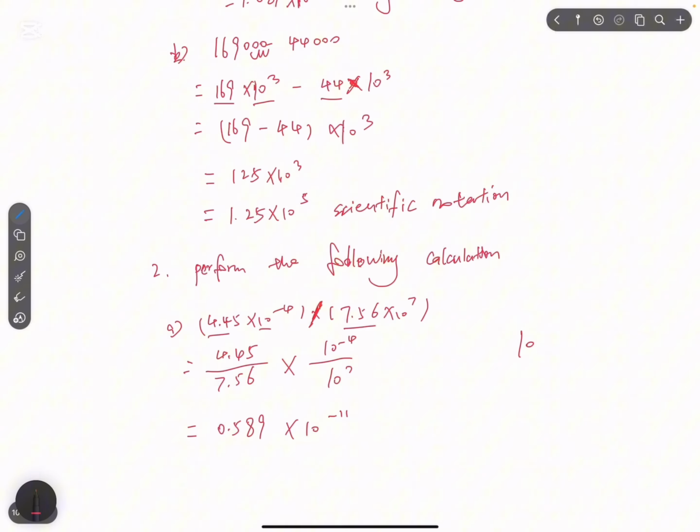So when we do the division, 10 to the a divided by 10 to the b will be 10 to the a minus b. So here we have 10 to the minus 4 divided by 10 to the 7. That will be 10 to the minus 4 minus 7. So 10 to the minus 11.